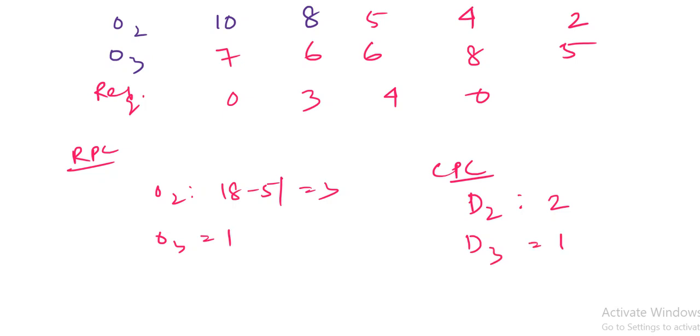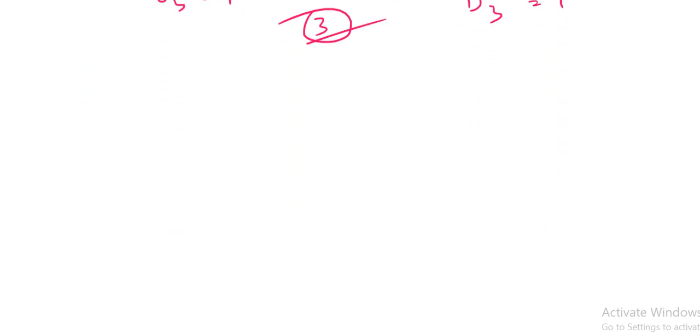So the highest penalty is O2 with a penalty of 3. Okay, so allocate to O2. The lowest cost in row O2 is D3 with a cost of 5, and allocate 2 units since the supply of O2 is 2 and the demand of D3 is 4. So we update this table again.